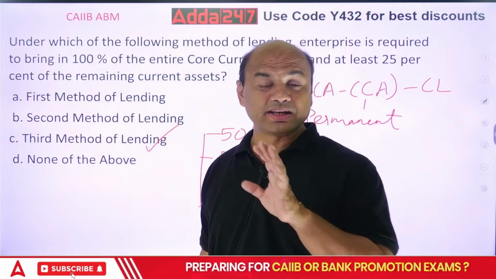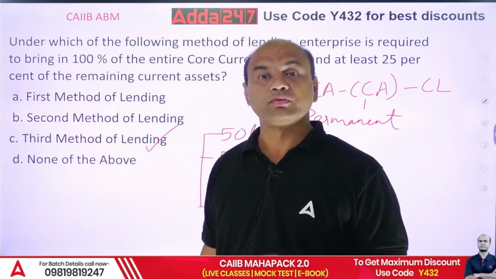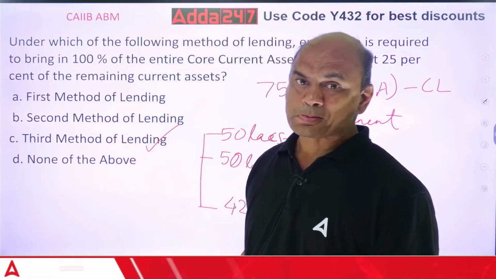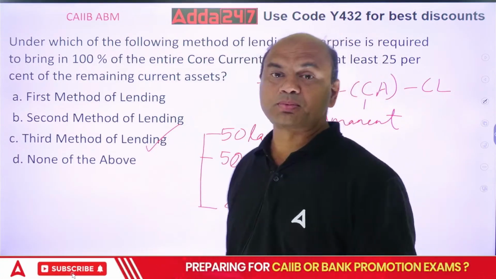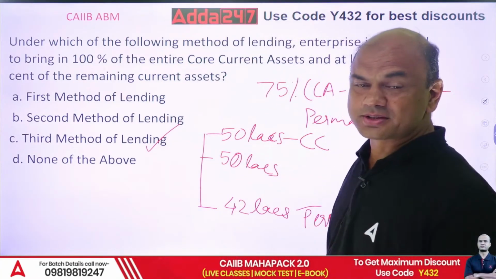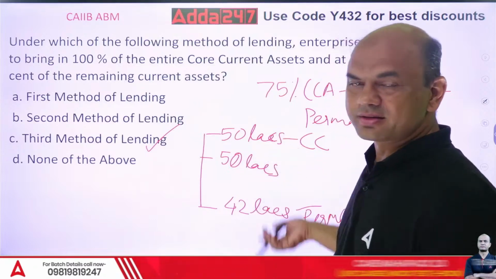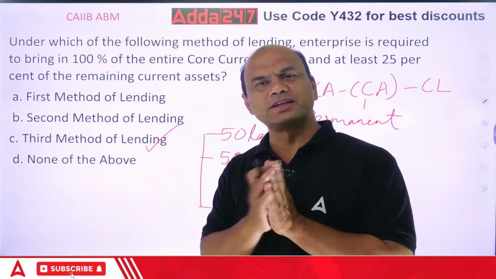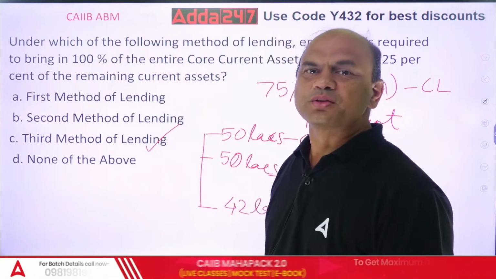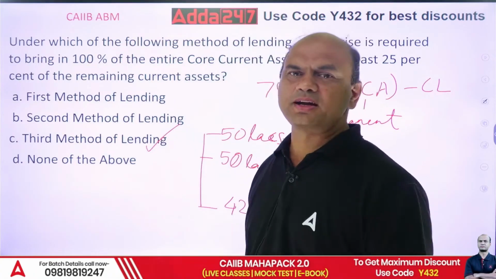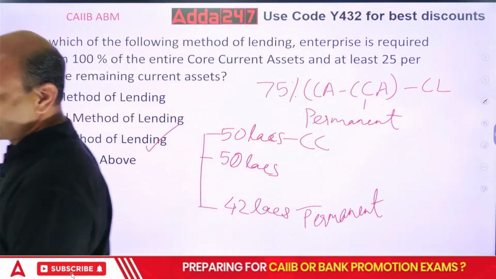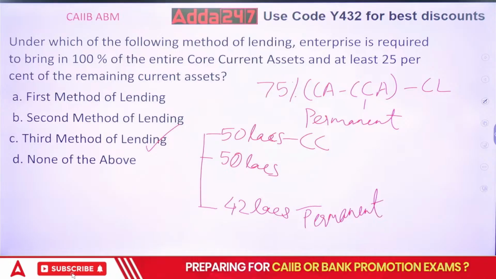This is a very stringent method. Now imagine if you tell the customer to bring the core current assets 100%, 42 lakhs, and then the remaining 8 lakhs you are giving. The customer will say tata bye bye, I won't come to you, isn't it? So this method is more stringent and it is not followed that much in banking.